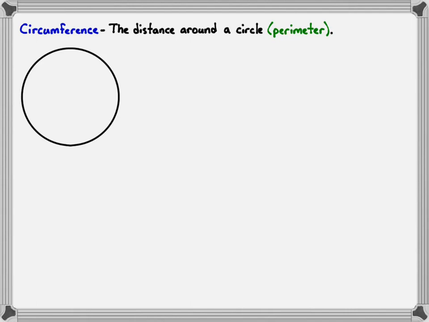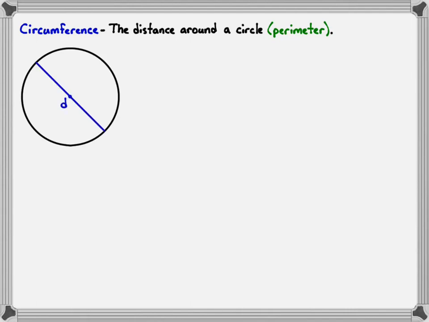I don't know why they use a different word. Why can't they just say perimeter? Who knows? But the word circumference just means the perimeter of a circle, the distance around a circle. So the circumference is the distance around a circle.